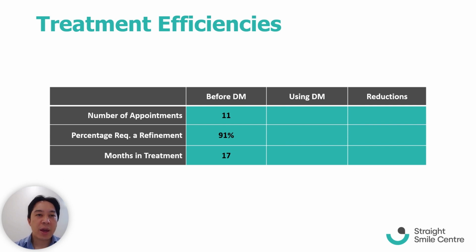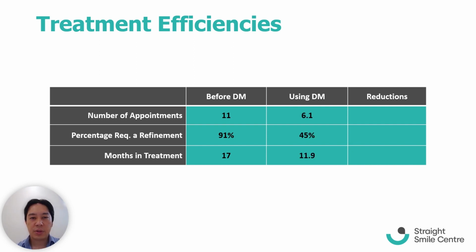So let's look at some of the treatment efficiencies I was talking about. This was a tiny study that we did at an early part of using dental monitoring. So before dental monitoring, these aligner patients averaged about 11 appointments. And as you can see, most of them require at least one, if not more, aligner refinements. The average time in treatment was 17 months.